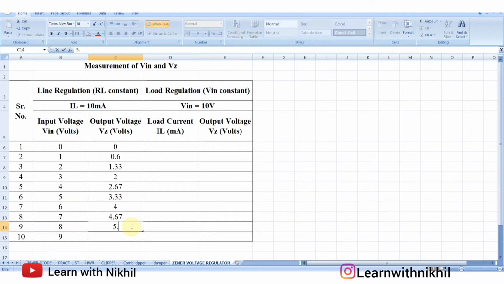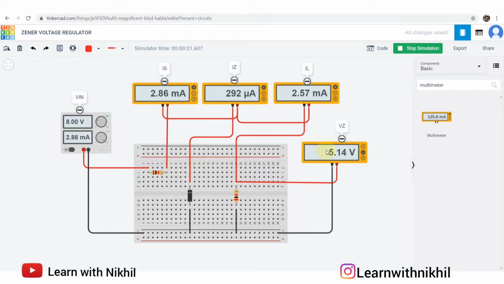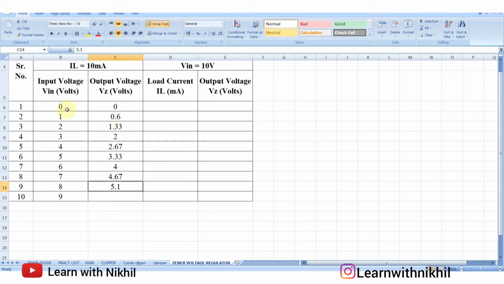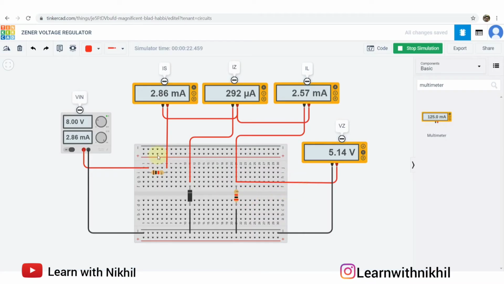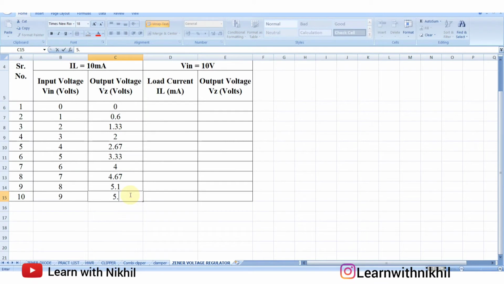Now when it hits this 5.1 volts, this is the Zener voltage. After this, the voltage will remain constant. It will increase but minutely. As you can see, from 0 to 8, it has increased drastically. Now after this, even if we increase the input voltage, it will remain constant around 5 volts. Now for 9 volts, this is 5.2. As you can see, it is increasing very slightly.